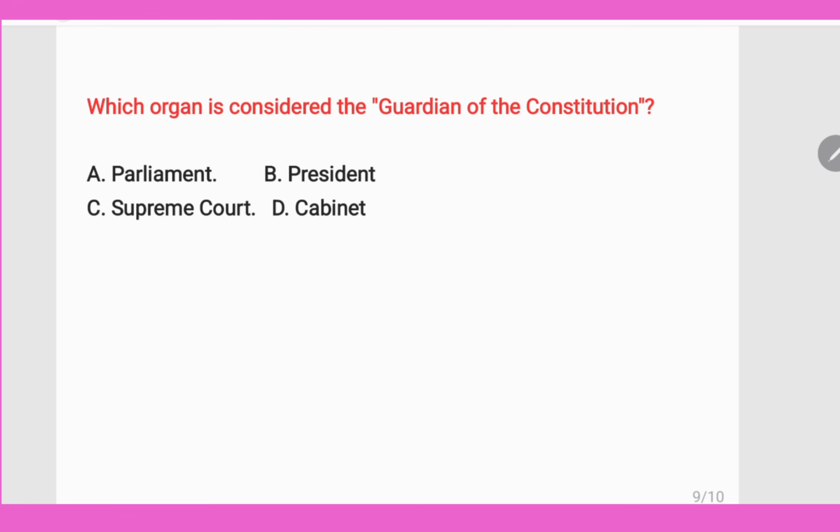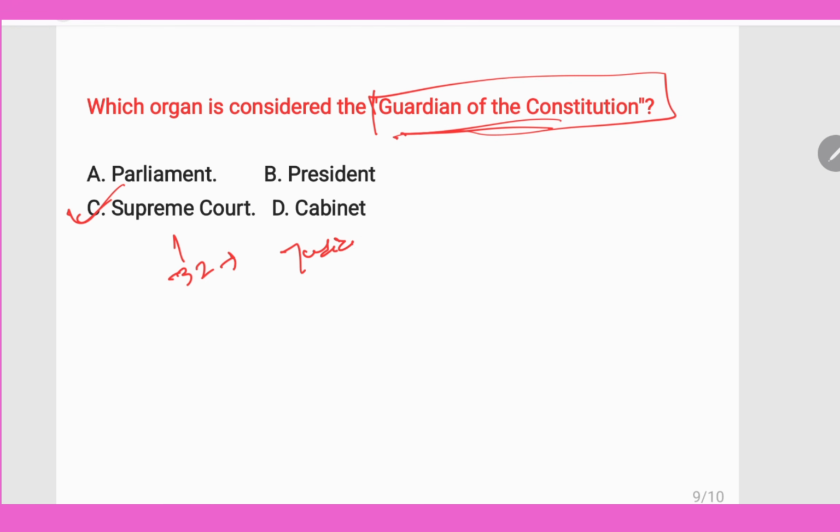Next question is, which organ is considered the guardian of the Constitution? The answer is the Supreme Court. The Supreme Court is known as the guardian of the Constitution. Okay. The Supreme Court has Article 32, and it has judicial review over a law.